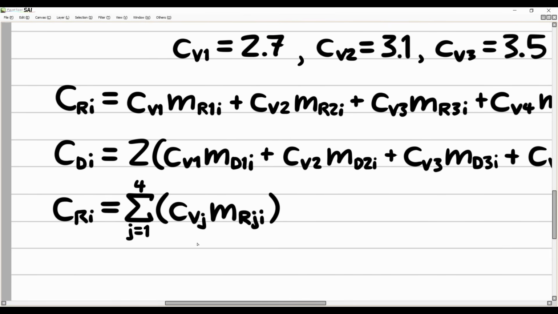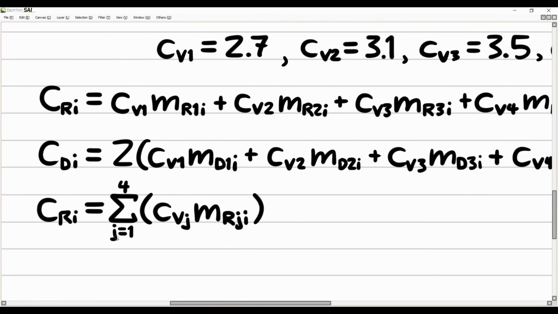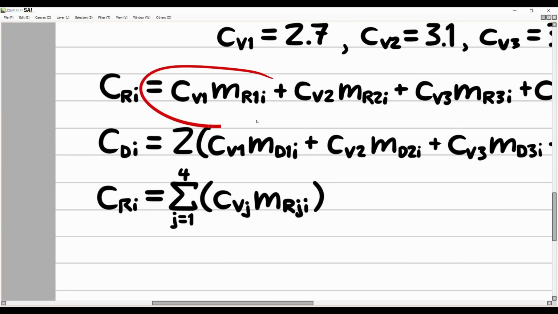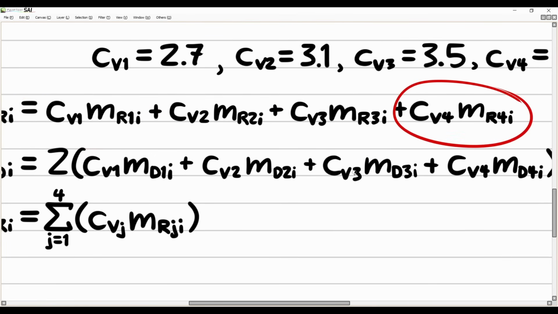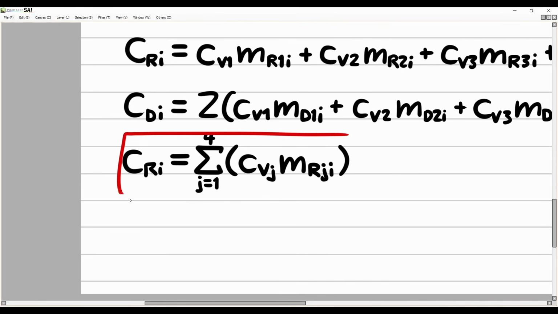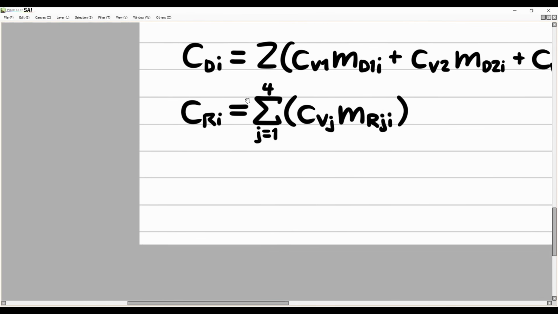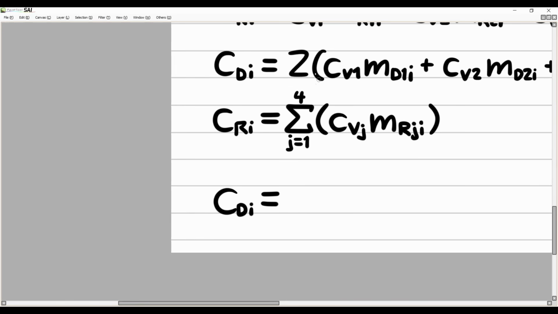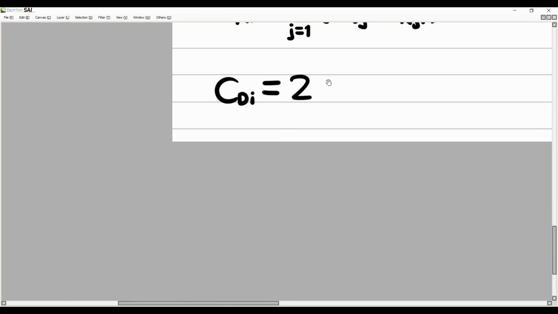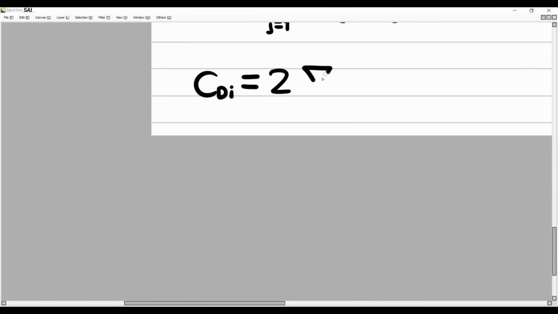Okay, let's try it. We have j equal to 1, and we get this term. Then we add that with j equal to 2, which gives us this one. J equal to 3, there we go, that one there. J equal to 4, there we go. And that's what this notation is. That's how I'm relating the two. The next one is for crit damage. We have this 2 here, so we can't forget that, and then we multiply that with the sum.